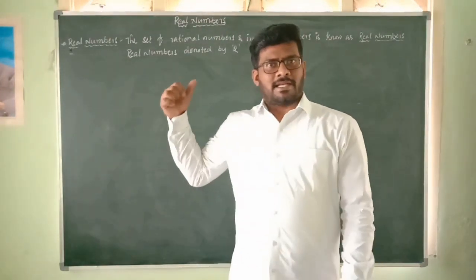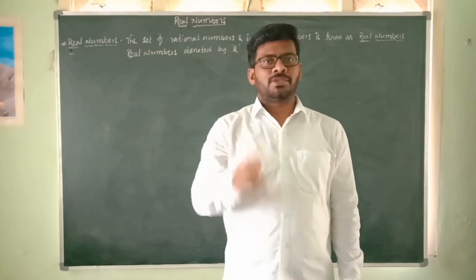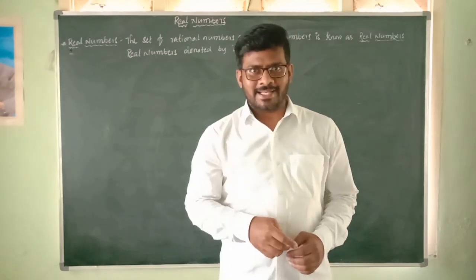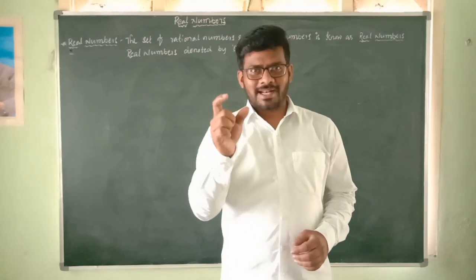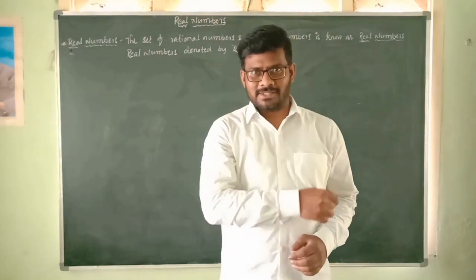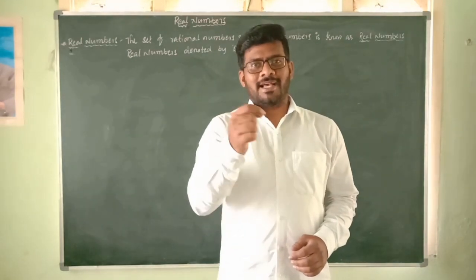Observe our definition of real numbers carefully, children. In this definition of real numbers, we have two kinds of numbers. What are they? Rational numbers and irrational numbers. First, we discuss rational numbers.